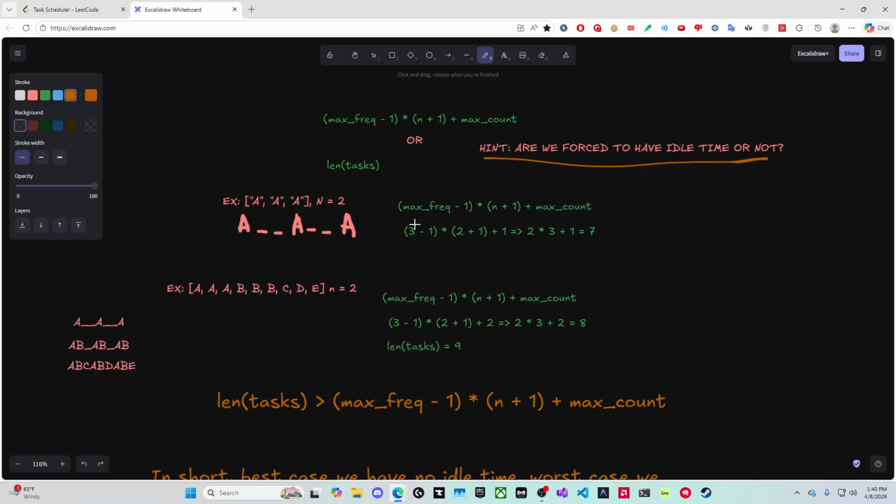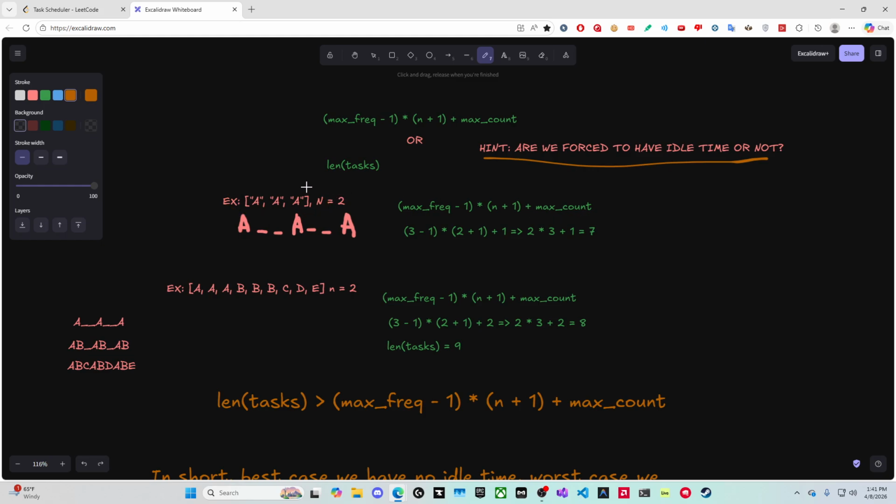Example 1, right? We have A with n is equal to 2, right? In this case, we have idle time, right? So we're gonna have to use this really, right? And how does this work? Okay, our max frequency is what? Well, it's just A, right? And how many A's do we have? We have 3 A's. So we do 3 minus 1, right? And n, what is n? 2. 2 plus 1, that's 3. Okay, and our max count is what? Our most frequent character is A, and it shows up how many times? It shows up 3 times. Okay, but what is our max count of our most frequent occurrence? It's just 1, right? What does that mean?